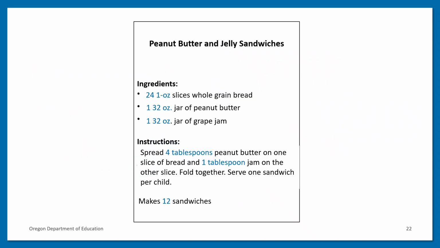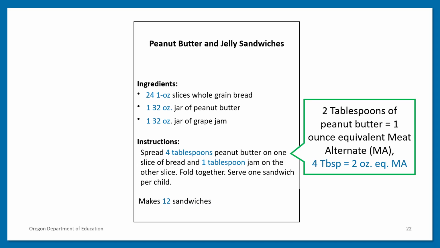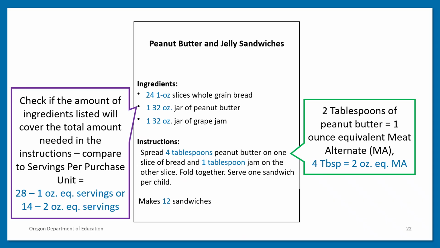Now that you have your peanut butter crediting information, you can review your recipe again. Since 2 tablespoons of peanut butter equals 1 ounce equivalent meat alternate, 4 tablespoons of peanut butter will equal 2 ounce equivalent meat alternate, shortened to MA here. Next, check if the amount of ingredients listed will cover the total amount needed in your instructions. The recipe has one 32-ounce jar of peanut butter.